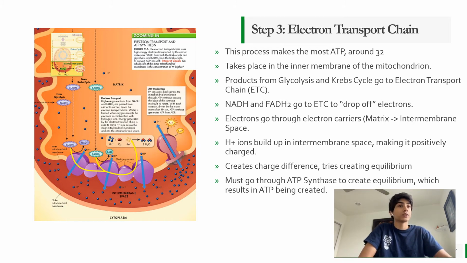However, the only way they can get back to the other side is to go through a special protein called ATP synthase. The charge difference will force hydrogen ions across the membrane through ATP synthase, and this force will rotate ATP synthase. This is a very interesting protein because it has a rotating mechanism, which will grab an ADP molecule, which we know has only 2 phosphates, and attach another phosphate to make ATP every time it rotates. So in conclusion, it will create 32 ATPs and expel water, or H2O, as a waste product.